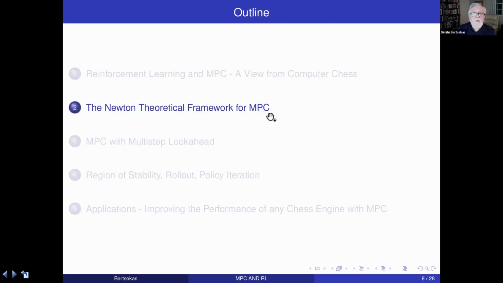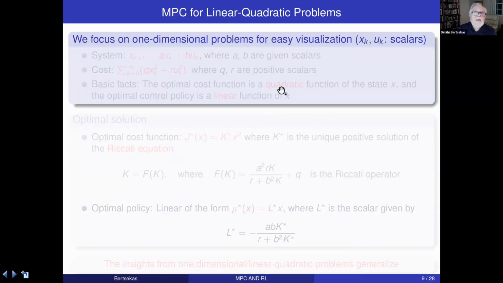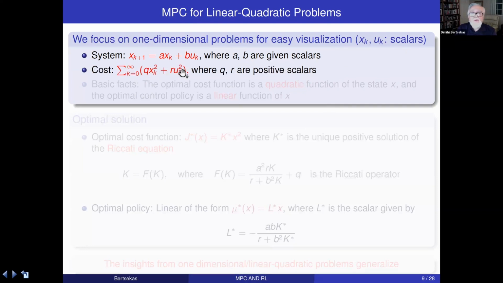So let me go into this Newton theoretical framework. And for visualization, I'm going to focus on linear quadratic problems that are one-dimensional. Everything generalizes, but the visualization is not possible if you go to two-dimensional or higher dimensional problems. So we assume that the state and control are scalars. The system equation is like so, with A and B being given scalars. The cost function is quadratic, where Q and R are positive scalars.